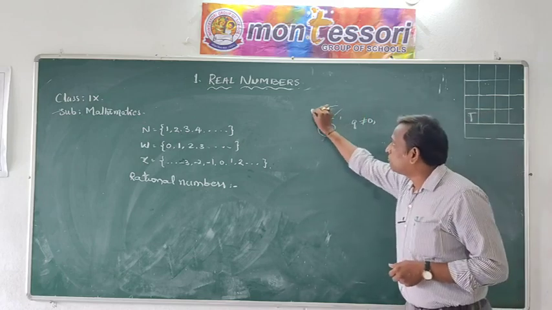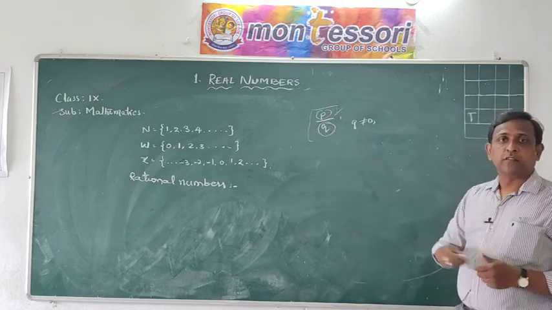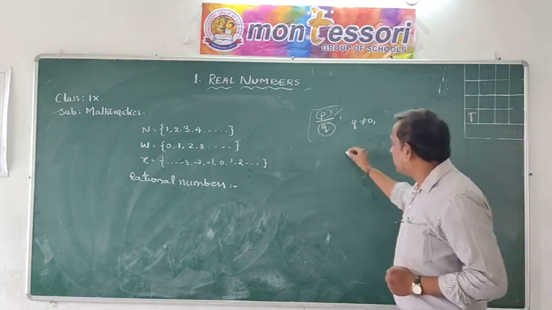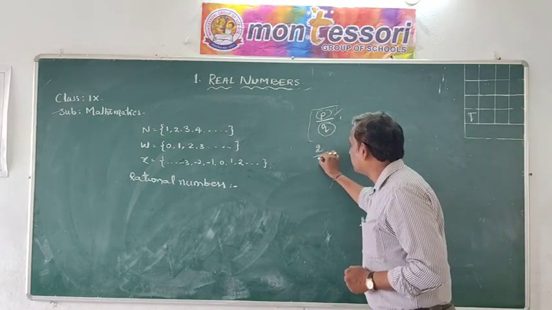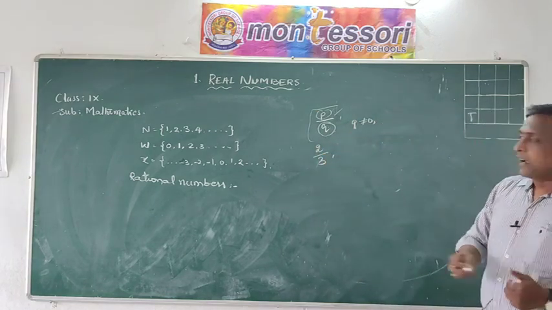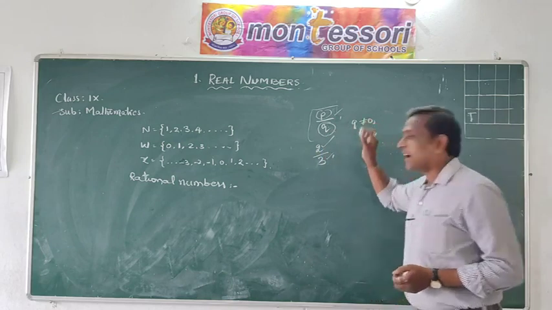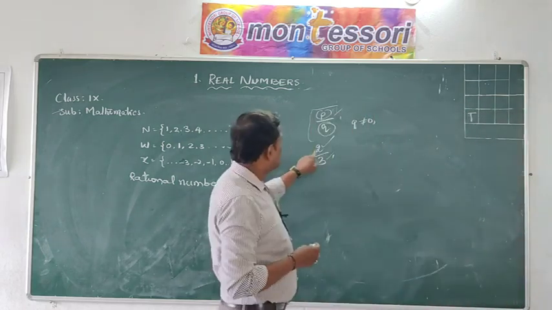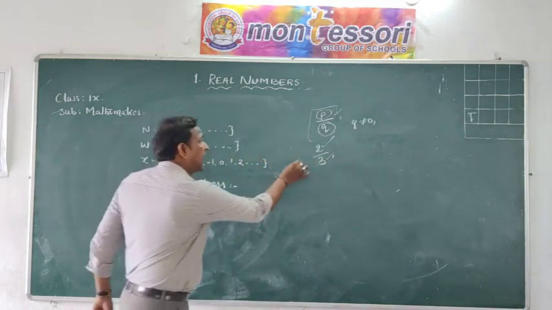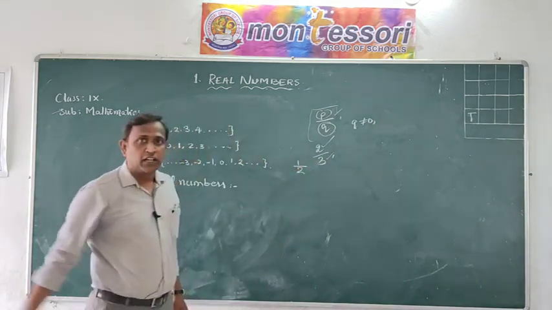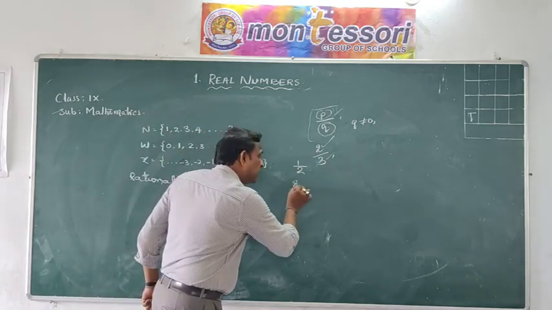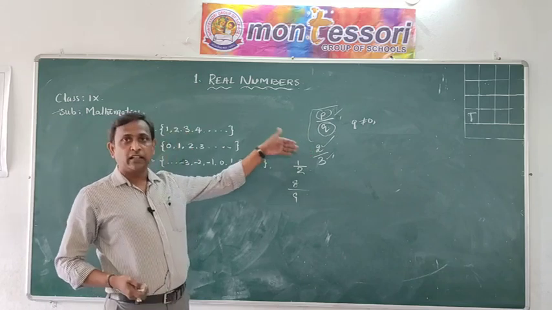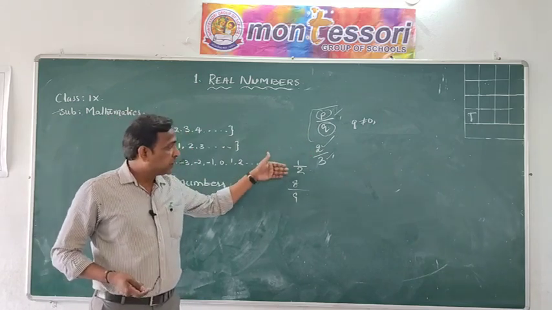So a number which is expressed in the form of p by q is called a rational number, and I will give a few examples of these rational numbers. 2 by 3: 2 is an integer, 3 is also an integer, and it is in the form of p by q. So 2 by 3 is a rational number, and 1 by 2 is also a rational number, and 8 by 9 is also a rational number. In this way we can represent all the rational numbers: 2 by 3, 1 by 2, 8 by 9.